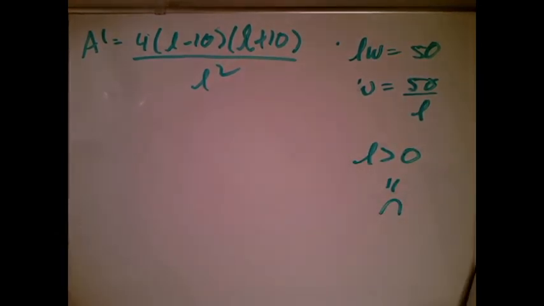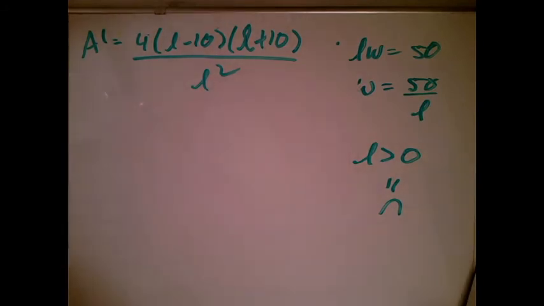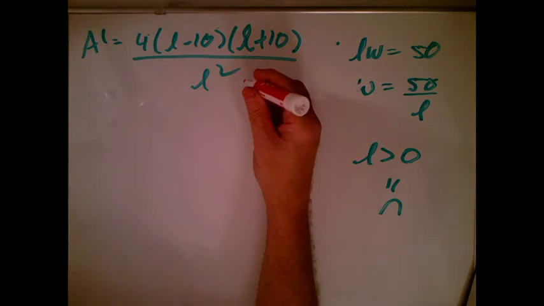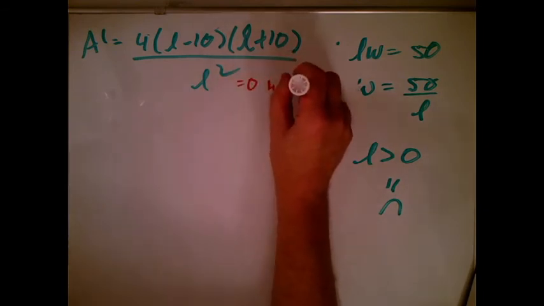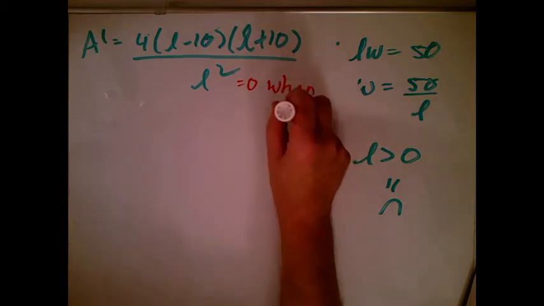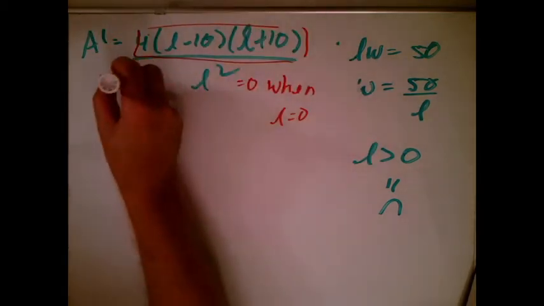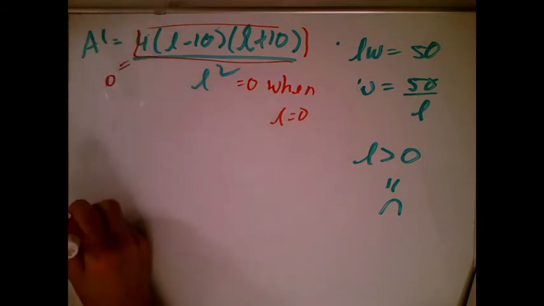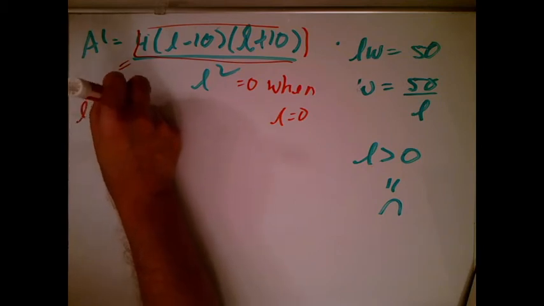Now what are we supposed to do? We're looking for critical points. So we want to set the bottom equal to 0. If we put that in red just so it looks like different work. Yes, I'm going to set this equal to 0. And this is when L equals 0. If I set the top equal to 0, running out of room here, I'm going to go like this. So this is when L is equal to plus or minus 10.